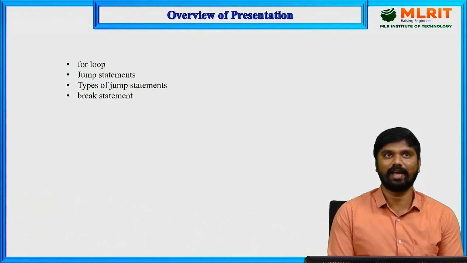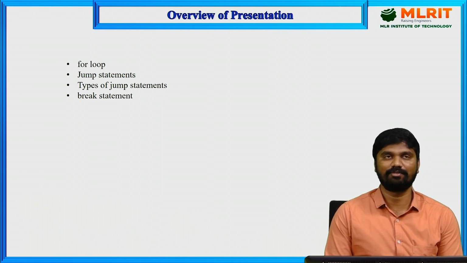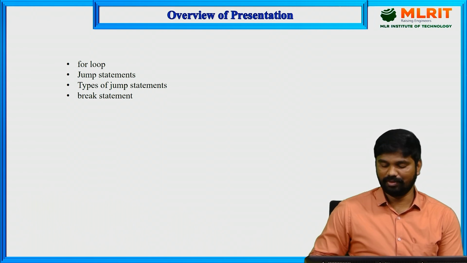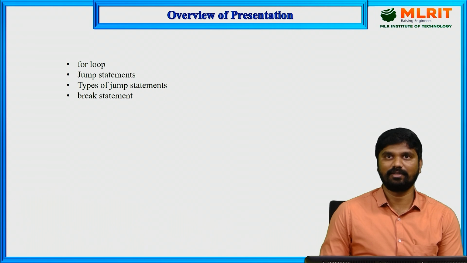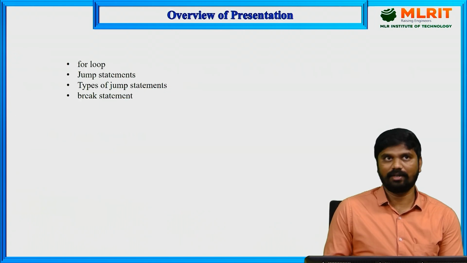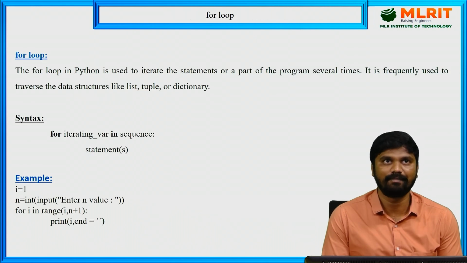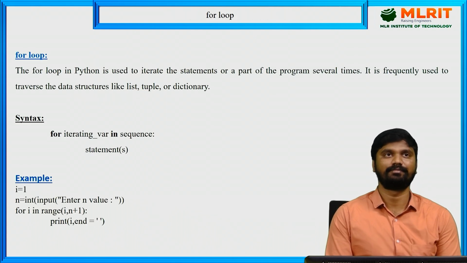Next, we have two types of loop statements, that is while loop and for loop. Among them we completed the discussion of the while loop in the previous discussion. Today we are going to discuss the for loop first, and later jump statements and the types of jump statements, such as the break statement. First, the for loop we'll discuss.